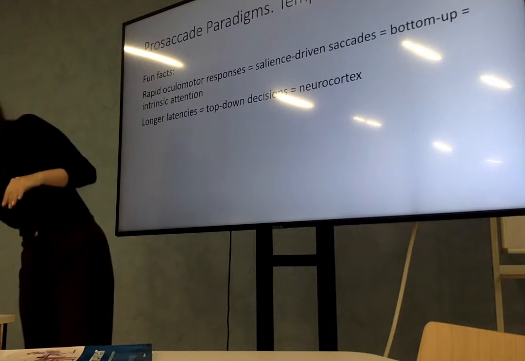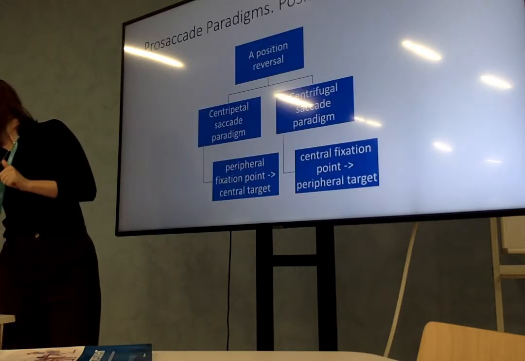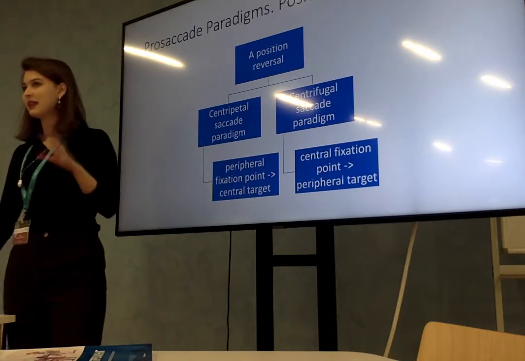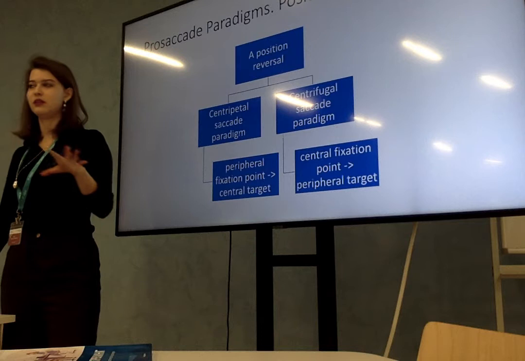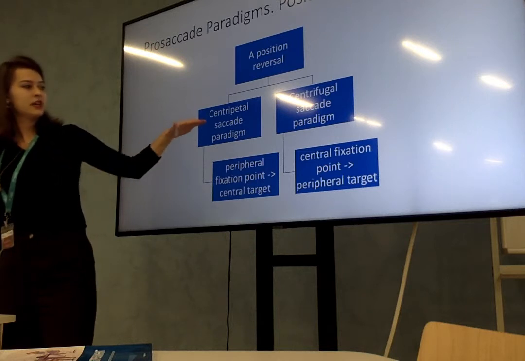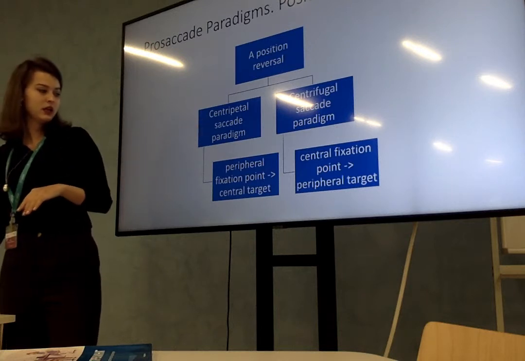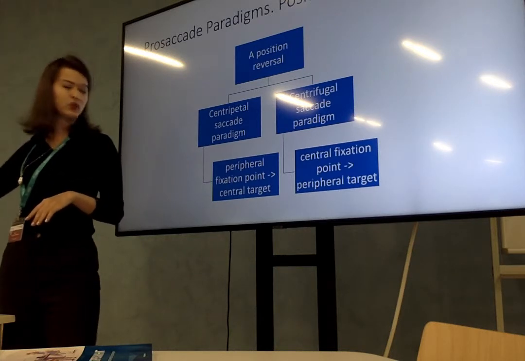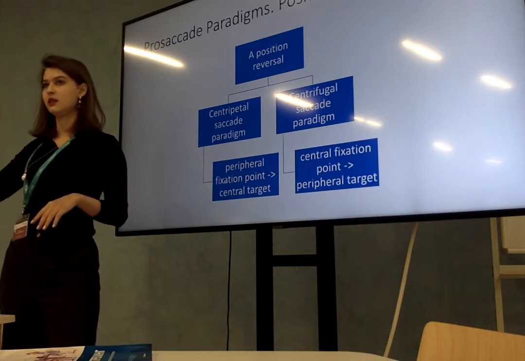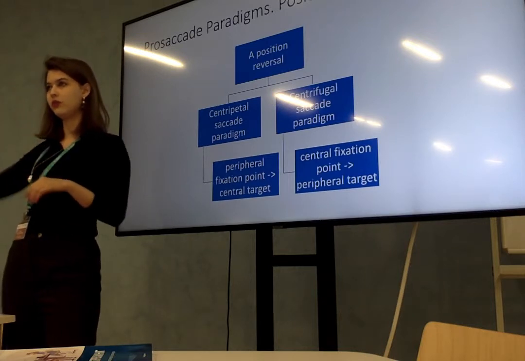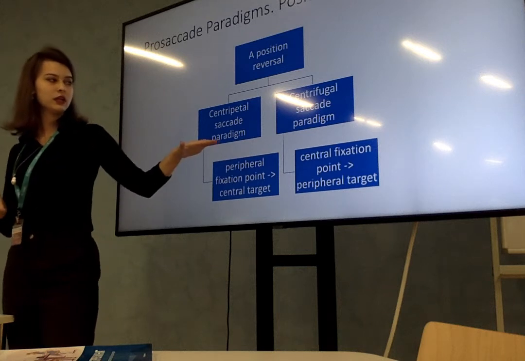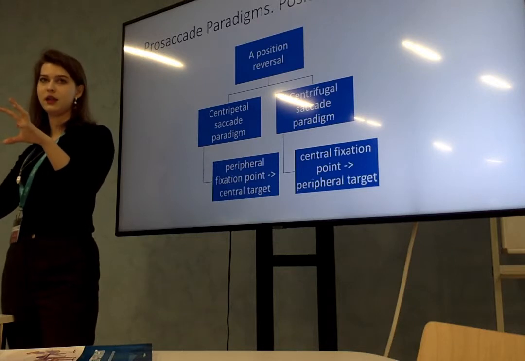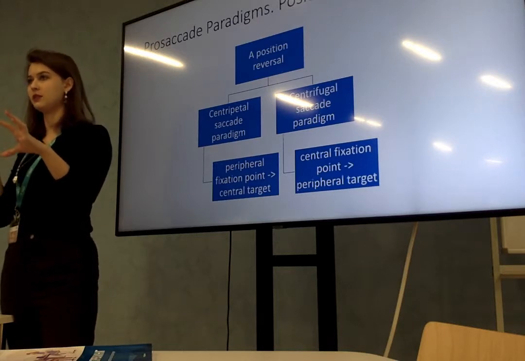Moving on. Next paradigm, position reversal. In here, it is extremely simple, but there are difficult terms. First one is centripetal saccade paradigm. Basically, we have the first target in the periphery, and then moving to the central target. So we are moving our eyes from the periphery to the center. Centrifugal saccade paradigm is when we have central fixation point, and then we move to the periphery. And in here, there are some specific differences we need to understand.